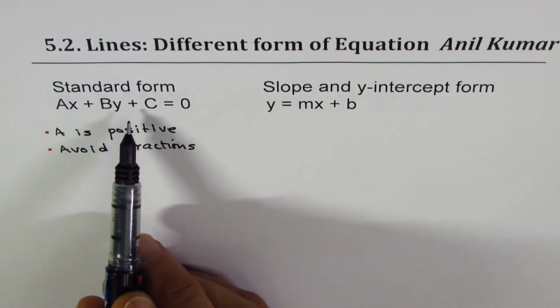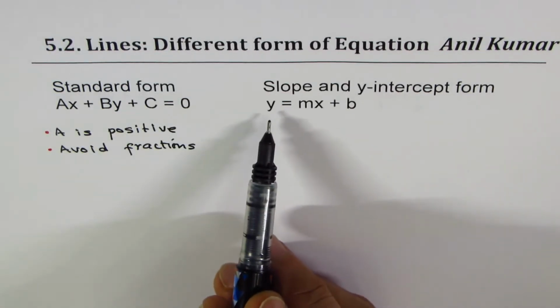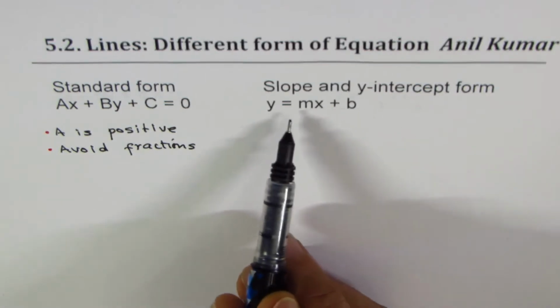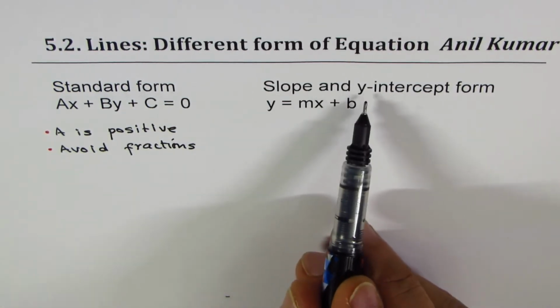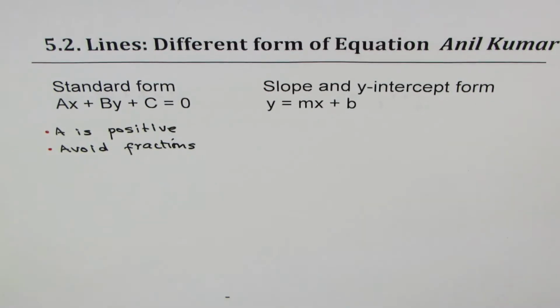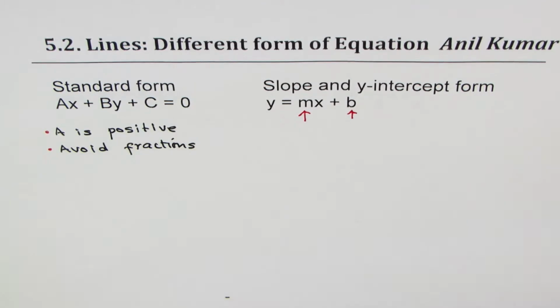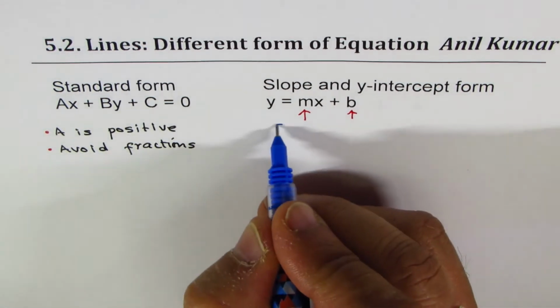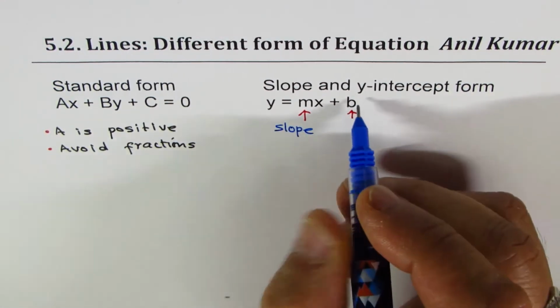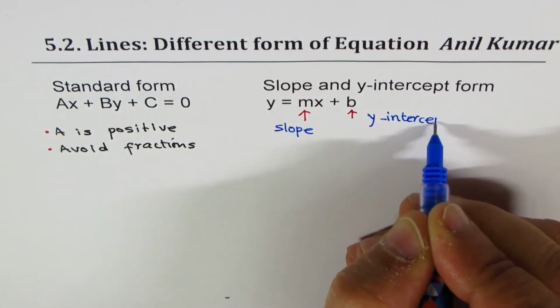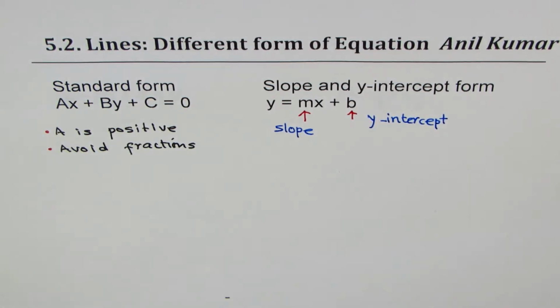Now, let us see how to write one form into the other. We have ax plus by plus c equals to 0, and we want to write it as y equals to mx plus b, which is called slope and y-intercept form, mainly because m is the slope and b is y-intercept, right? So let me write down, m is slope and b is y-intercept. Both these equations are very helpful in solving application questions, graphing, and many other things.